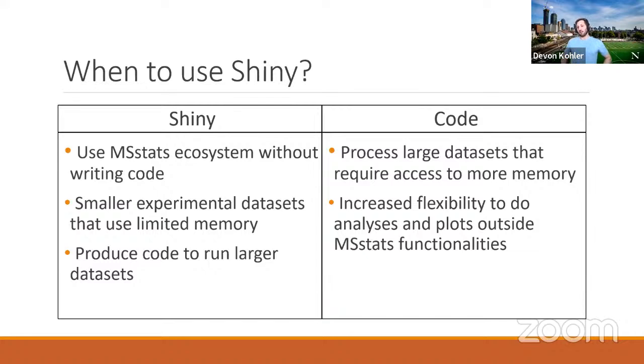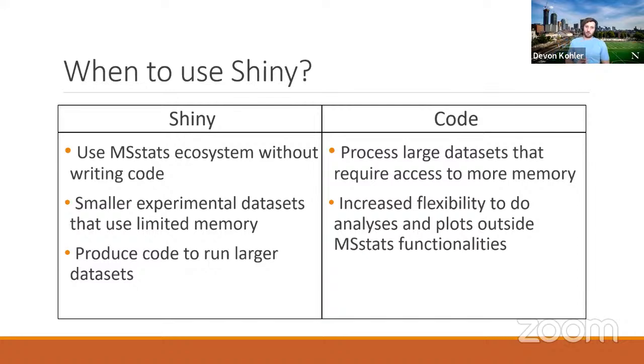Additionally, one thing I think the code lets you do that MSstats Shiny, the application, doesn't let you do is it increases your flexibility to do analysis and plots outside of MSstats functionalities. So what does that mean? Basically, with Shiny, you need to have a data set from one of our converters or already in MSstats format. You need to put it into the app, and then you are limited to the exact functions that MSstats can use to process the data.